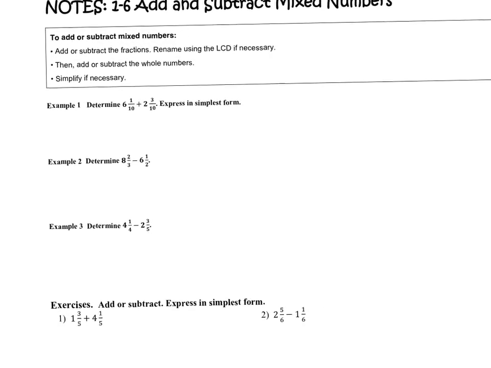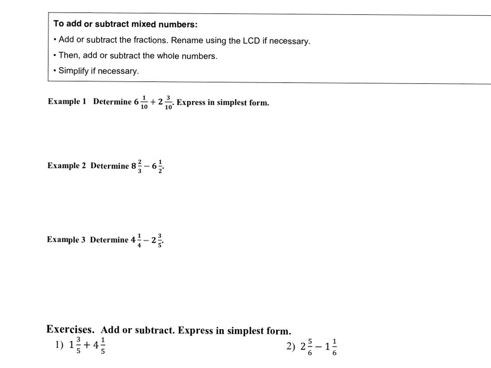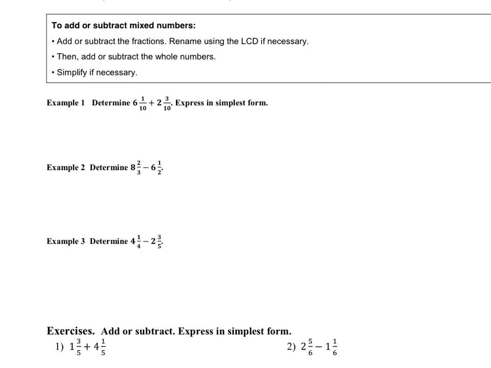So for example, example 1 already has a common denominator. So what we would do is add the two fractions. So they have 1/10 plus 3/10. That's a common denominator, so it just equals 4/10. And then we add our whole numbers, which is 6 and 2, which would be 8. So then we would combine our fractions and our whole number and say 8 and 4/10. We need to simplify this because 4 and 10 are divisible by 2. So 8 and 2/5 would become our answer.